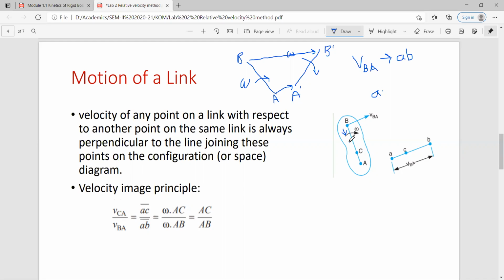Yes or no? Tell me whether point B can move towards point A or away from point A like this. Can point B move away like this from point A?